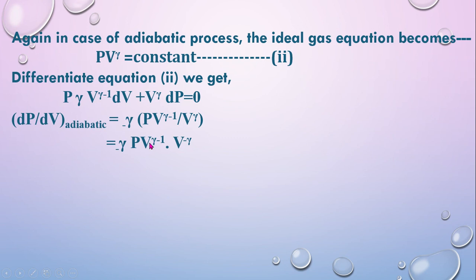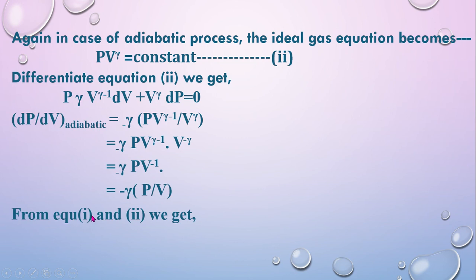Minus γ P V^(γ-1), since it is divided, can be written as V^(-γ). But V^(-γ) and V^(+γ), we can cancel each other. Okay, so it will be -γ P V^(-1), or V inverse. That means -γ P/V. It can be written as -γ times P/V.